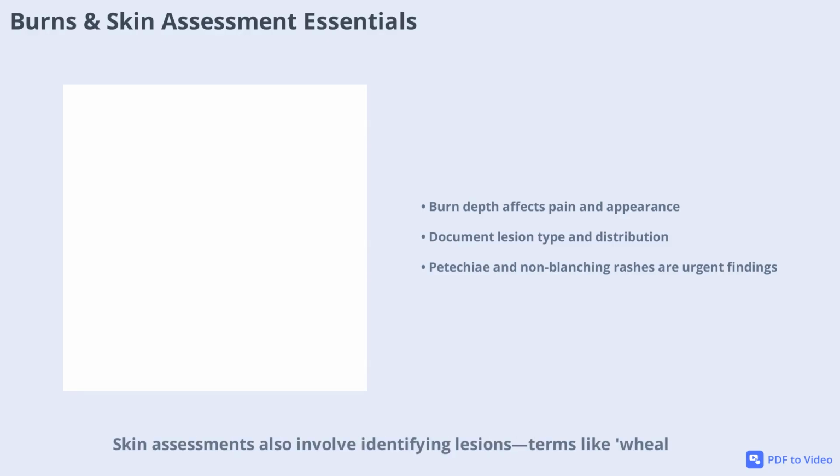Skin assessments also involve identifying lesions. Terms like wheal, papule, and plaque describe specific appearances. Nurses should document distribution patterns such as symmetric or zoster and recognize warning signs like petechiae, which may indicate serious underlying conditions. Proper wound care, infection prevention, and patient education on sun protection are all integral to optimal outcomes.